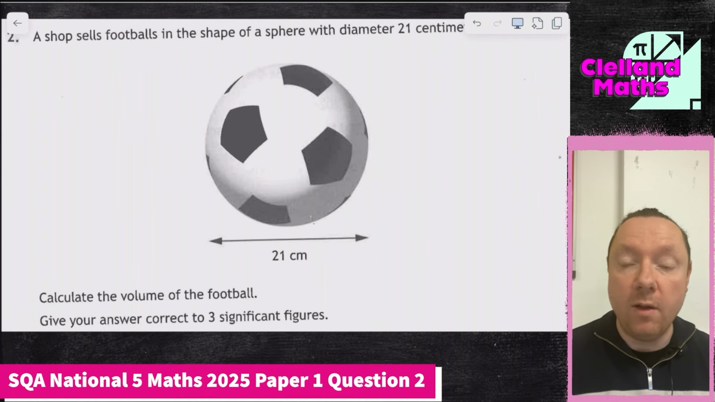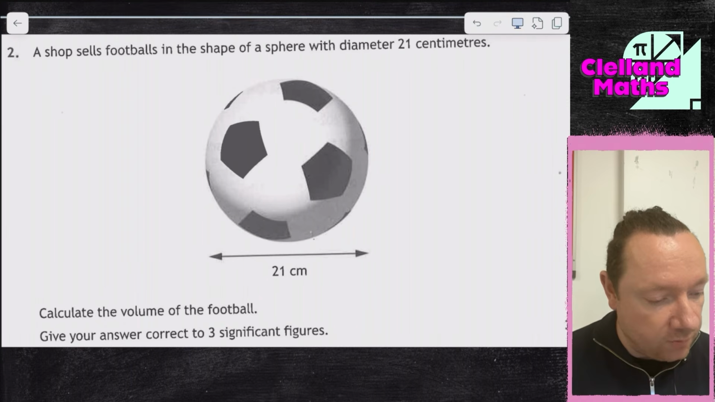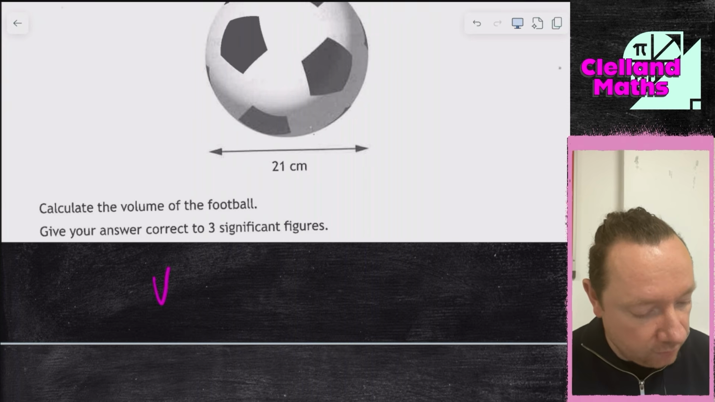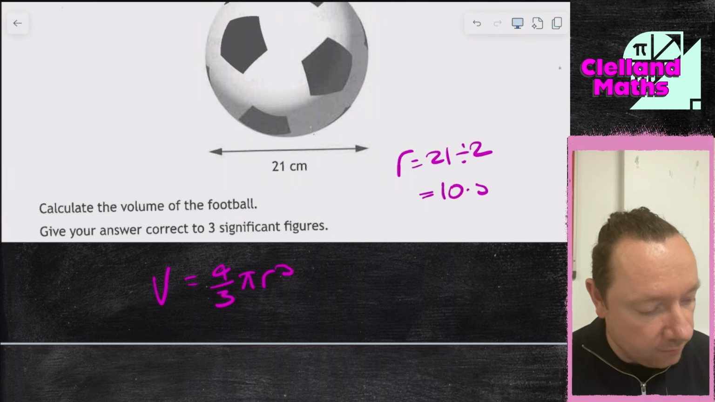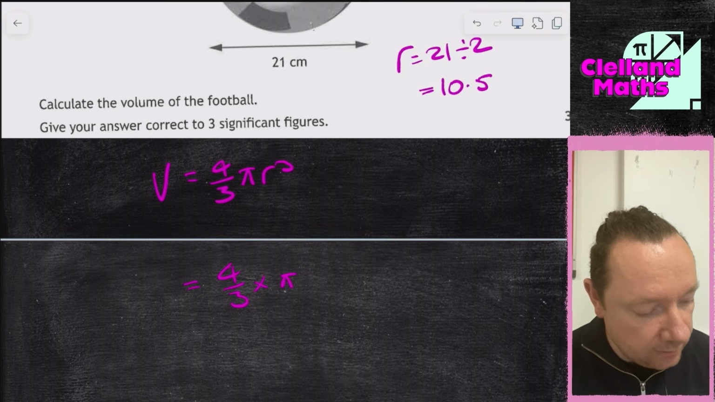SQA National 5 Maths 2025, paper 2, question 2. Shop sells footballs in the shape of a sphere with diameter 21. Calculate the volume of a football, 3 significant figures. So start of the exam paper, volume of a sphere is 4/3 pi r cubed. So I need to work out my r. Well, r is 21 divided by 2, which is 10.5. So it's just 4/3 times pi times 10.5 cubed.